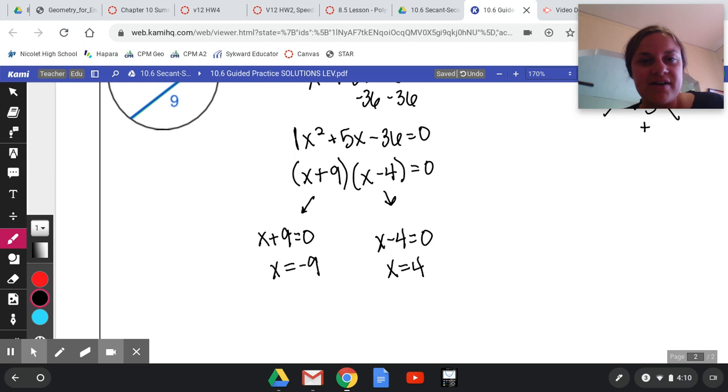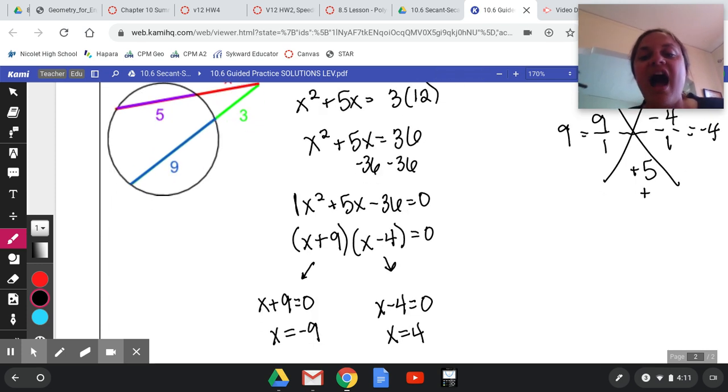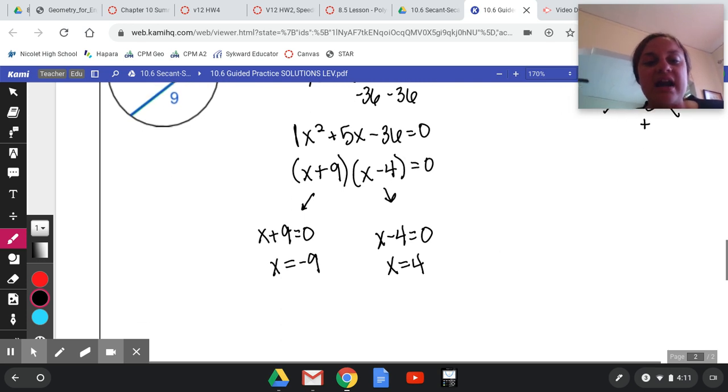All right, so there's kind of a lot in this whole process. Let's recap. Right? I set up my equation by using the secant-secant relationship. I distributed and simplified. Then I got everything to equal 0 because I saw that I have a quadratic and I need to factor. I factored my quadratic and I set each of those terms equal to 0.